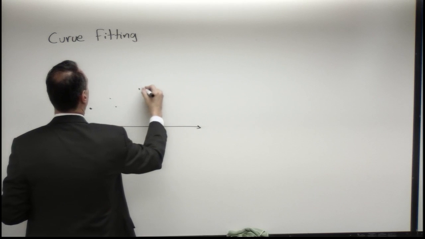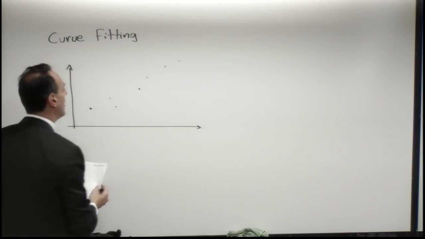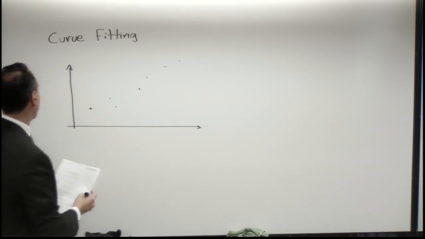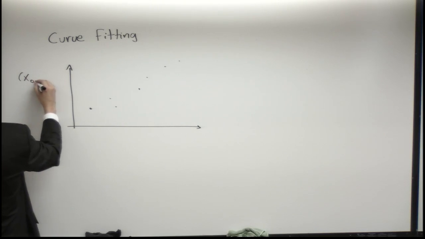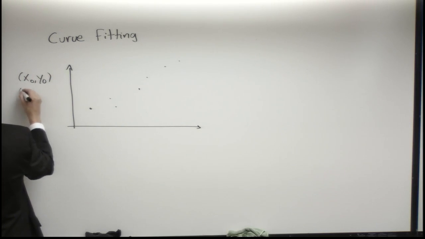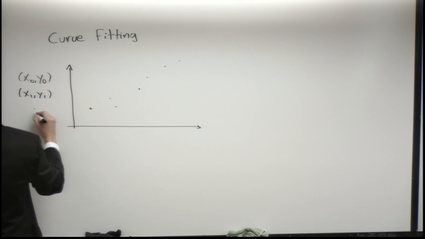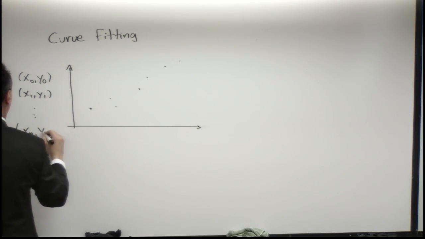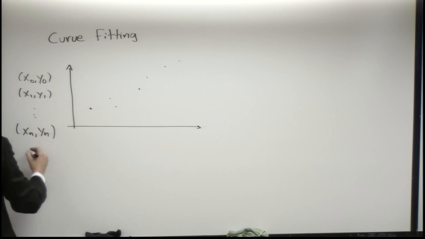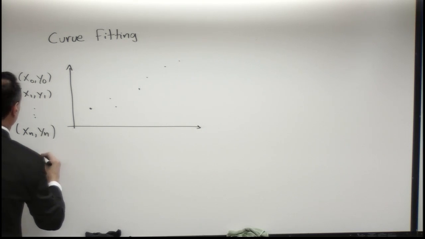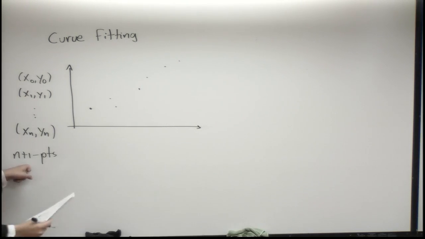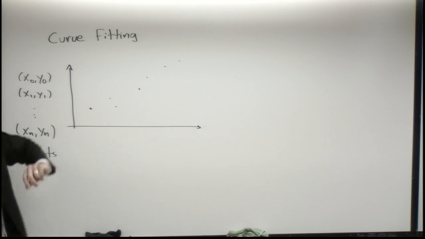If you have a set of points, these are very specified locations. Let's call them x0, y0, x1, y1, all the way to x sub n, y sub n. So here we're going to have a total of n plus 1 points. Okay? Keep that in mind. We have n plus 1 points. We put them out there.